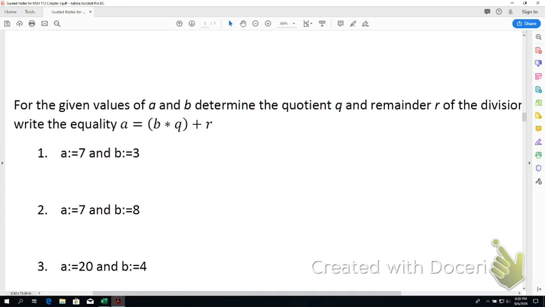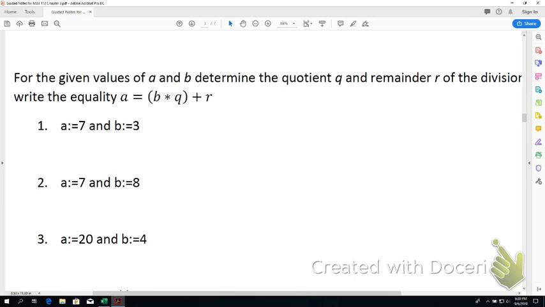All right, so for the given values of A and B, determine the quotient and the remainder for this inequality. What all these are asking you to do is determine what Q and R would be, and then rewrite the inequality with all the values plugged in.